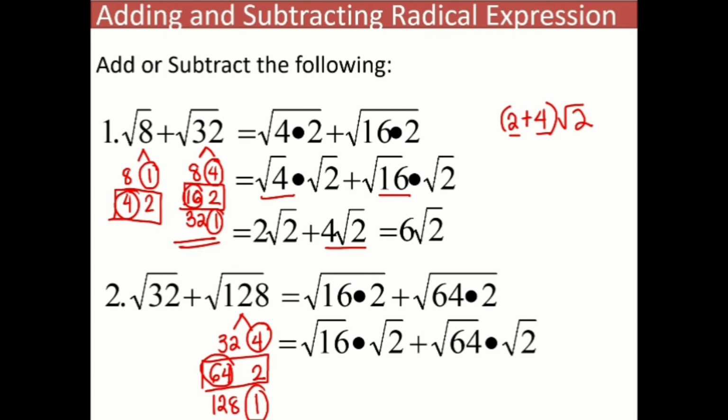Again, square root of 16 is a perfect square, and the square root of 16 is 4. Also, square root of 64, that is 8. So our answer here now is 4 square root of 2 plus 8 square root of 2. Since they are now similar radicals, again, we can combine them. So 4 plus 8, the answer is 12. Then affix the common radical sign, which is square root of 2. Our answer now here is 12 square root of 2.